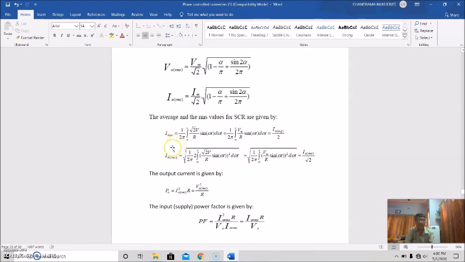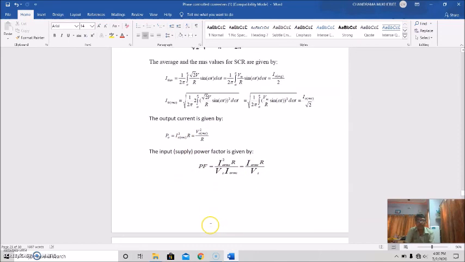This is for the average value of the thyristors: 1 by 2 pi, integral from alpha to pi of V by R sine omega t d omega t, and ultimately it will be like this. And this is the RMS value. Output power is given by this, P0 equal to I0 squared R. The input power factor will be like this.